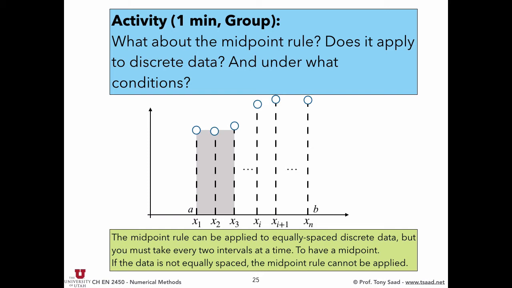Your best bet is not to use the midpoint rule. There's a better method to do this, and that automatically fits a straight line. We'll see it. It's called the trapezoidal rule. But going back, if your data is equally spaced, use the midpoint rule. Skip every other interval and use the midpoint. You're going to get in trouble if you have an even number of points or an odd number of points. I don't know which one it is, but I wouldn't use the midpoint rule for discrete data.